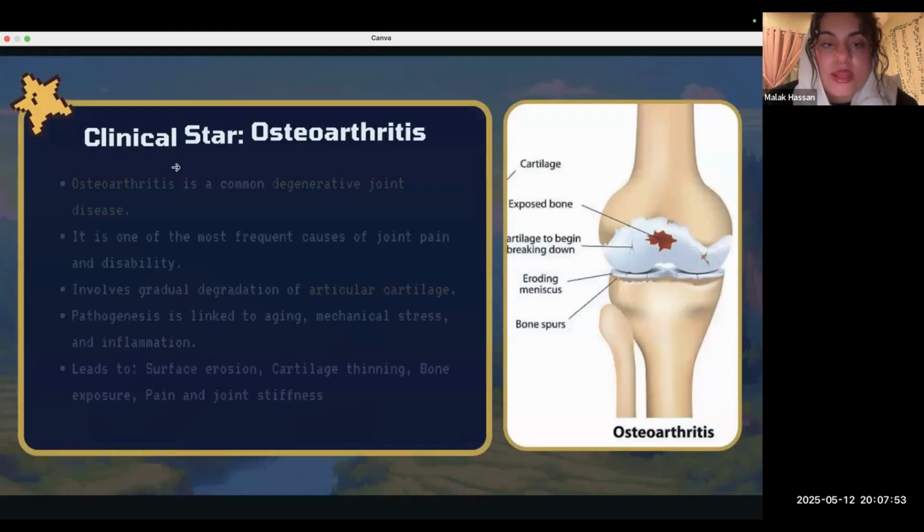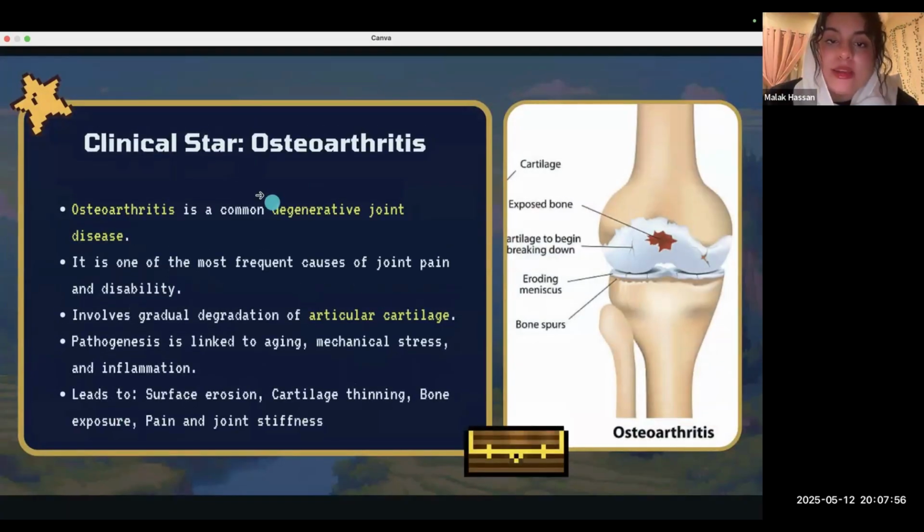Now, clinical star. Remember how we said cartilage repair is limited? Well, what comes into play here is osteoarthritis. Osteoarthritis is a type of joint disease, right? It's a degenerative joint disease, and it's one of the most frequent causes of joint pain and disability. So it happens a lot. It's more common than you think. And what happens here is that there is generally a degradation of articular cartilage. So the articular cartilage just starts to break down, okay?